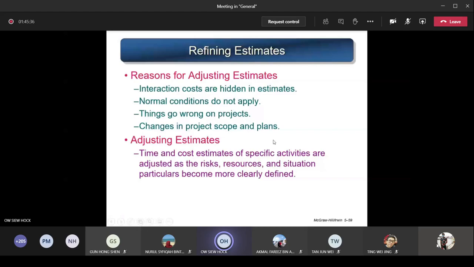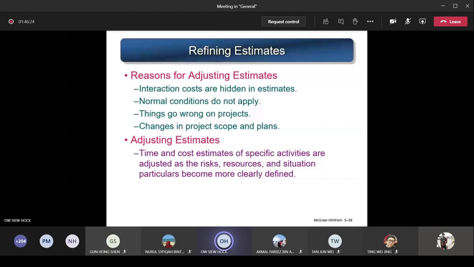Okay? So next, adjusting your estimates. The time and cost estimates of specific activities are adjusted as the risk, resources, and situation particulars become more clearly defined. That's because when you do estimation, you are not clear at the beginning. When you come to a specific phase, a certain activity, you start to see what is happening, what the risks are now, and what resources you have that you can use at the moment. Then you see things clearer and can do a more accurate estimate. In this case, you need to re-estimate. Whatever you estimated earlier becomes not so realistic, not so good. Then you have to readjust and re-estimate all over again. So that's the reason why sometimes just enough, no need to be so detailed, right?